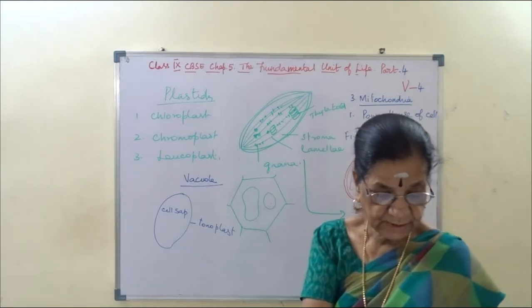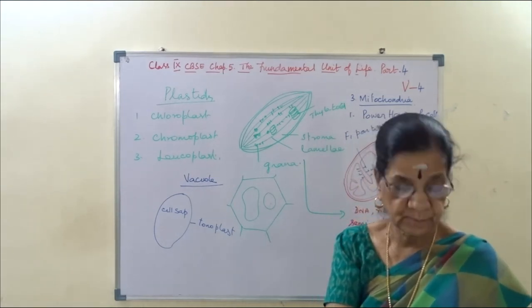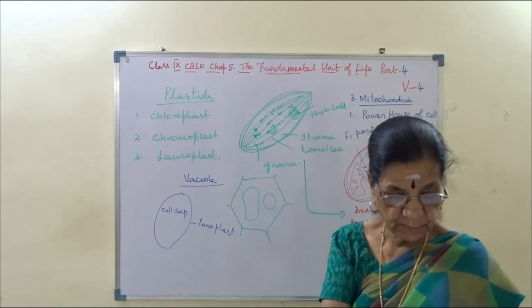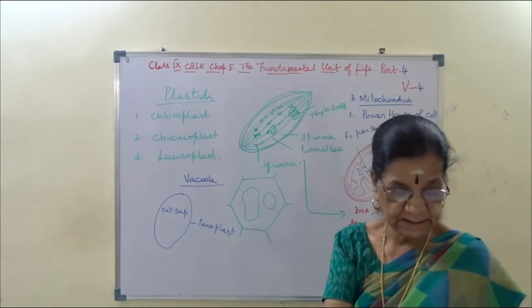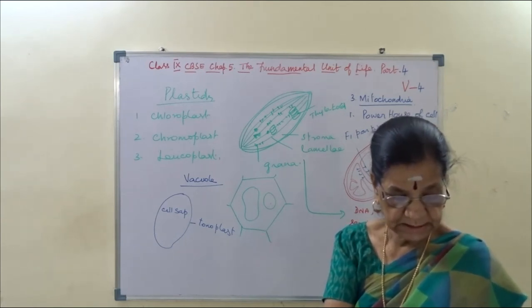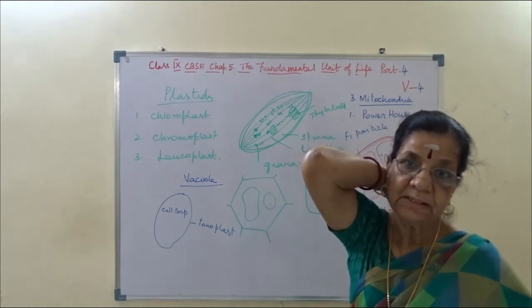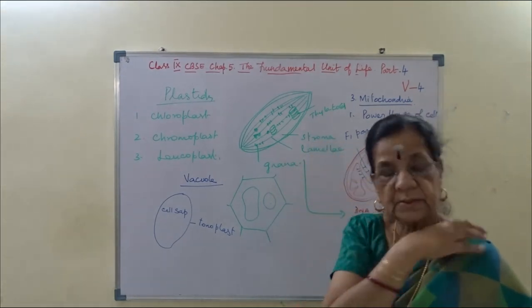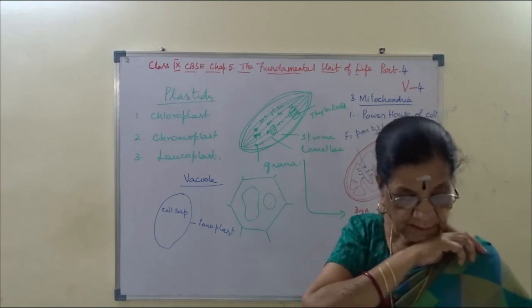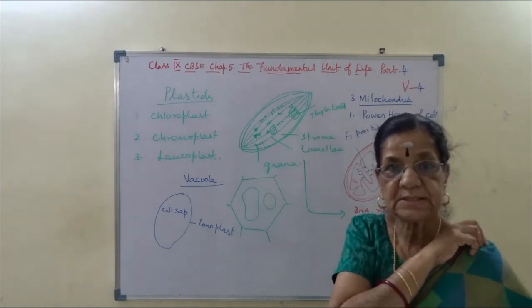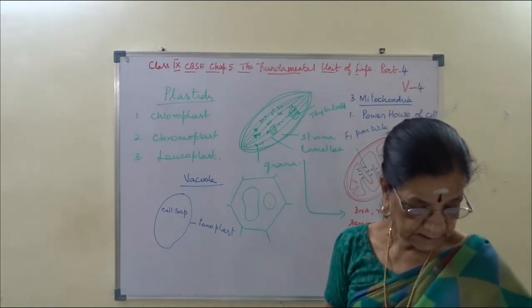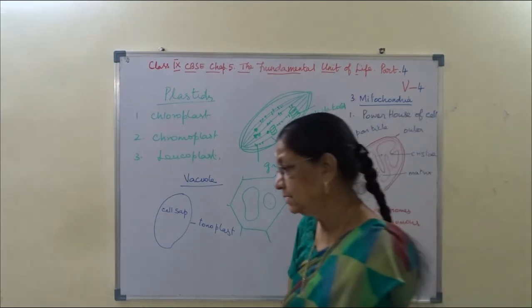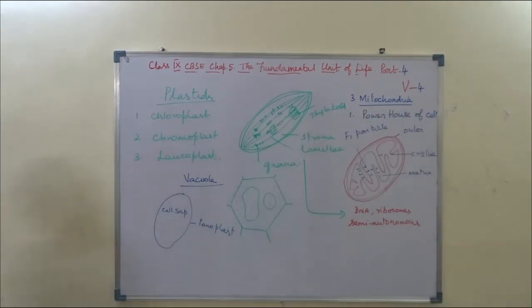Then each cell acquires its structure and ability to function because of the organization of its membrane and organelles in a specific way. Thus the cell is the structural and functional organization, and it helps to function as respiration, obtaining nutrition, and clearing waste material, that process is excretion, and forming new proteins. The cell is the fundamental and structural unit of living organisms. I hope you understand.